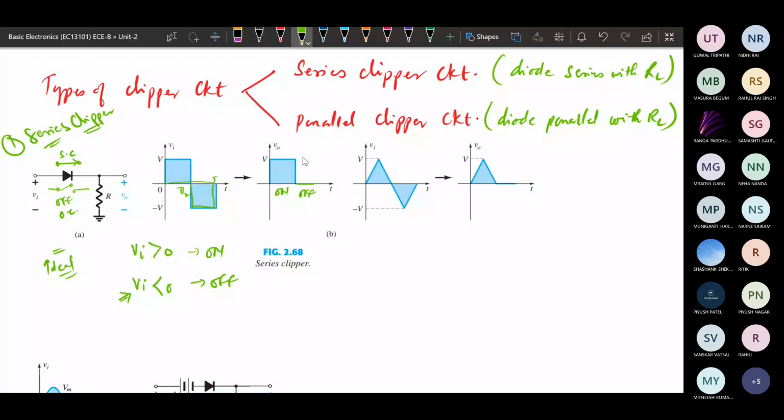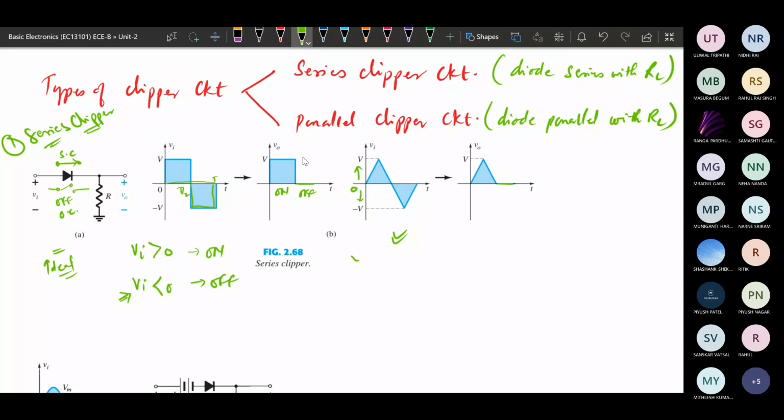So this is the second example. A triangular waveform is given. Whenever the input voltage is greater than 0, the same will appear at the output. If it is less than 0, that will be clipped off. So the part below the 0 level is clipped off. Here the clipping is being performed. This is the simple example.